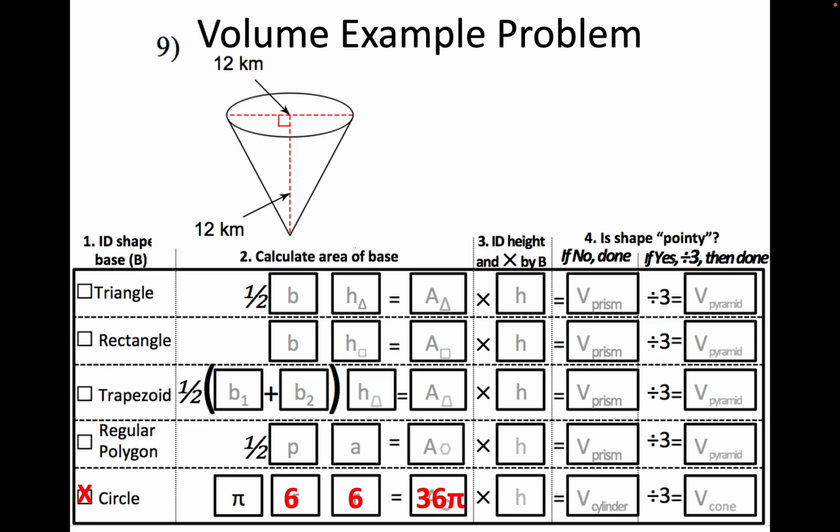Now, what is the height of that shape? Well, the height of it is 12 kilometers, so I'm going to put 12 here. And now I'm going to multiply those two together. 36 times 12 would get me 432. So it would be 432 pi cubic kilometers. That's if it were not a pointy shape, if it were a cylinder. But when I look at this one, I can see, yes, it is a pointy shape. It's a cone. The point is down at the bottom. So I need to divide by 3. When I divide this by 3, I get the answer is 144 pi cubic kilometers, and that is my final answer.